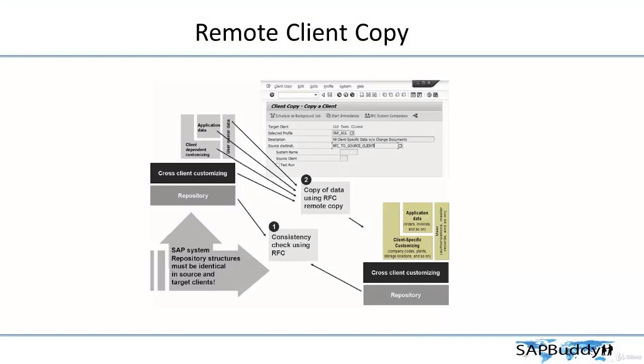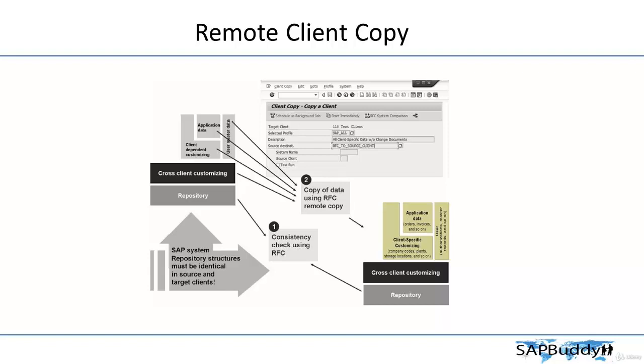Next, let us look at what a remote client copy is. The remote client copy allows you to copy data between two different SAP systems. The local client copy, what we have seen, copies within the SAP system. The remote client copy will allow you to copy from a different SAP system. The interesting part in remote client copy is that if you have cross-client customizing, you will also be able to copy the cross-client customizing from one system to another.